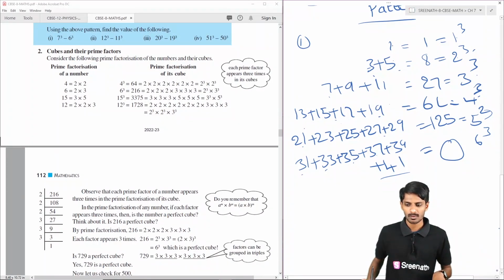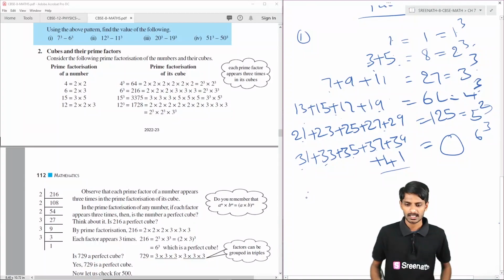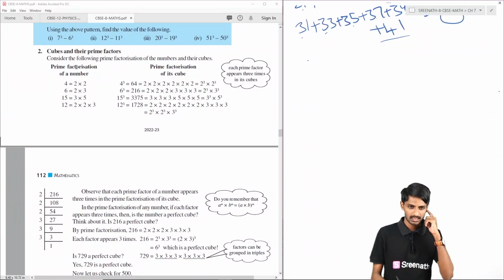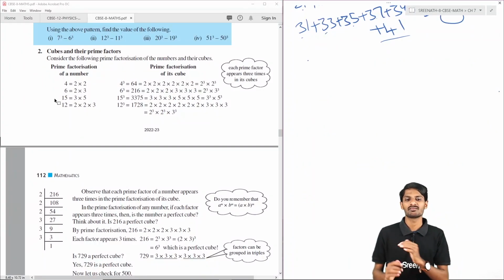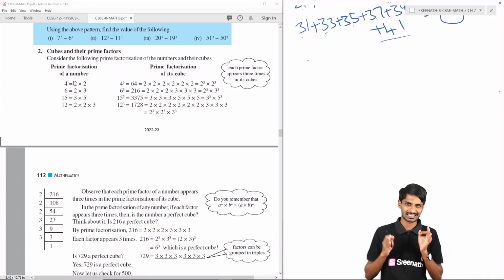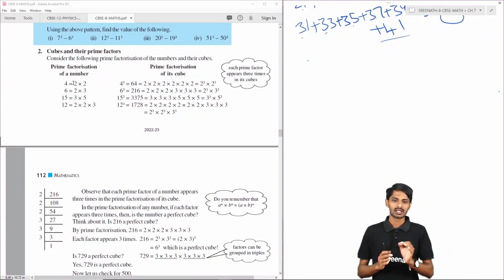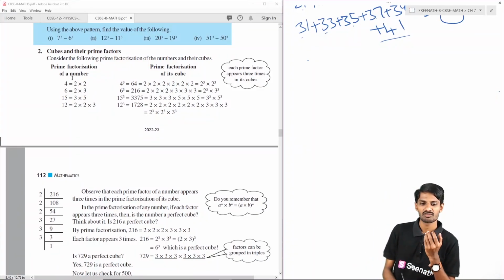Next, cubes and their prime factors. Yes, let's start. Cubes and their prime factors. Okay, students. So prime factorization of a number. We know what is meant by prime factorization. Now we will find the prime factorization of a particular number.